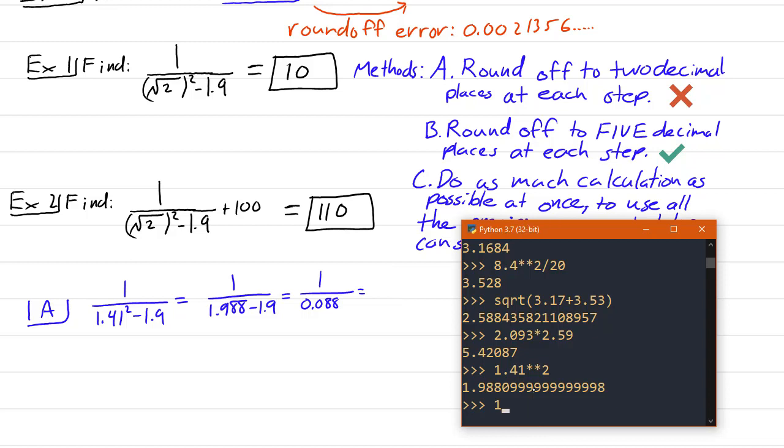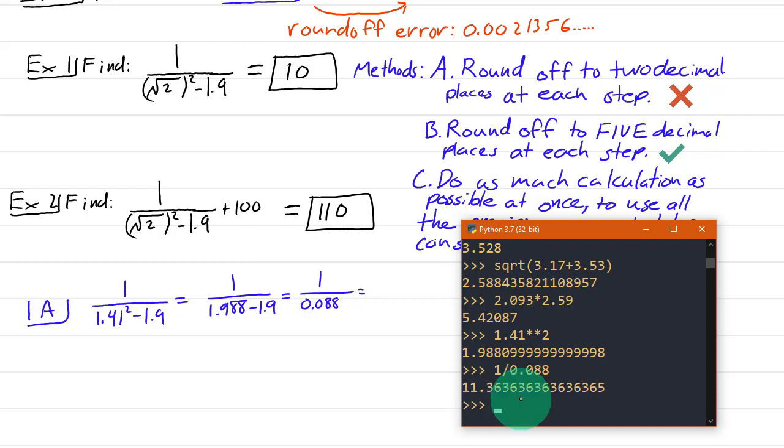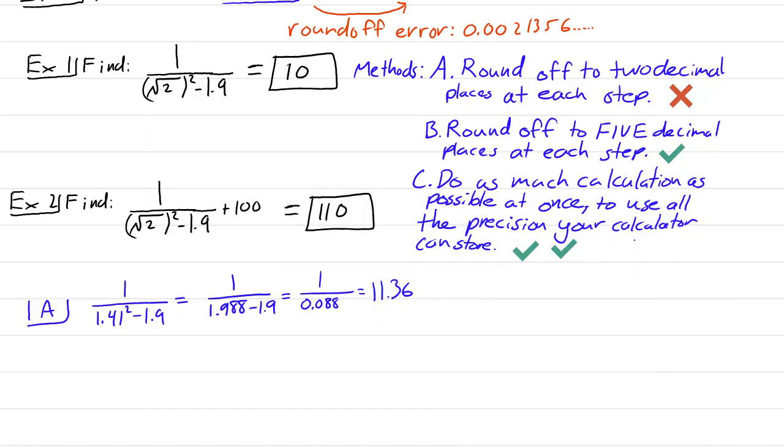And with the calculator, that's going to be 11.36 after you round off. So what is happening here is when you take a rounded off error and then you square it, the round off error becomes even bigger. At this point, the round off error is about 0.012. That's how far off this is from the square root of 2 squared, is how far off it is from 2. And then you subtract it, you still have some round off error.